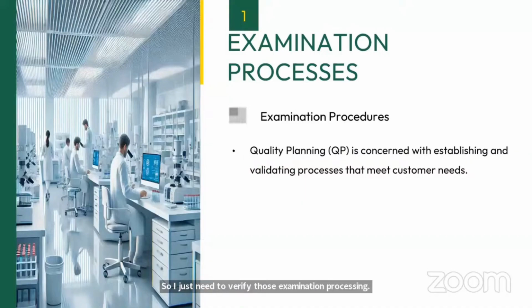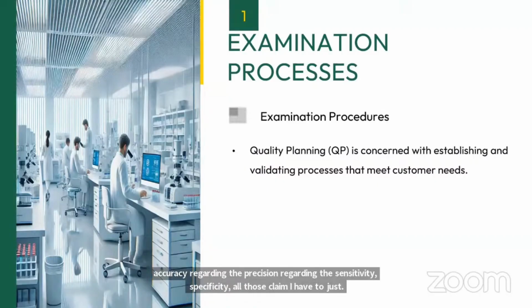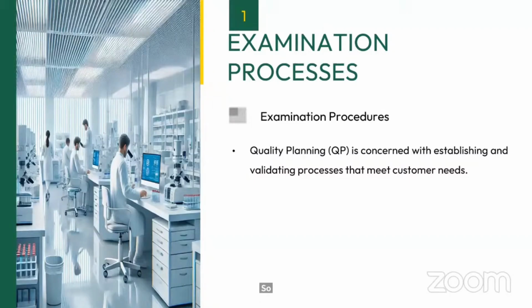So whatever claims have been mentioned by the manufacturer regarding the linearity, regarding the accuracy, regarding the precision, regarding the sensitivity, specificity, all those claims I have to just verify in my laboratory. Whatever claim has been mentioned by the manufacturer, whether all of them are true or is there any deviation, am I able to reproduce all those claims in my laboratory? Is it possible to reproduce those claims? For that I will perform a verification. Whatever claims have been given by the manufacturer, I will just verify those claims in my laboratory.